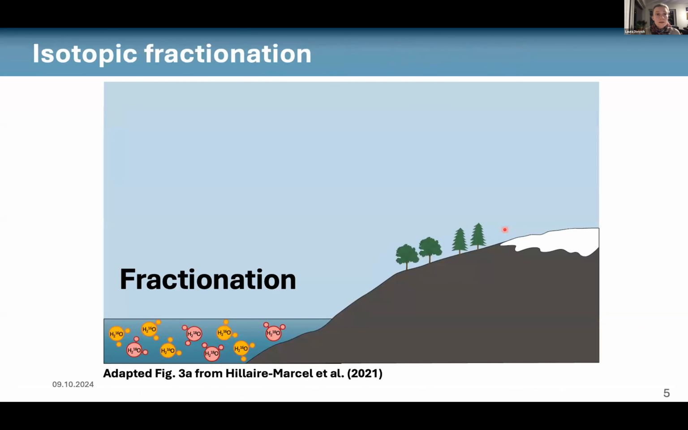And that is because of something that we call isotopic fractionation. So if you would picture a water body, and let's say, for example, the ocean, and the ocean has then a certain isotopic composition.